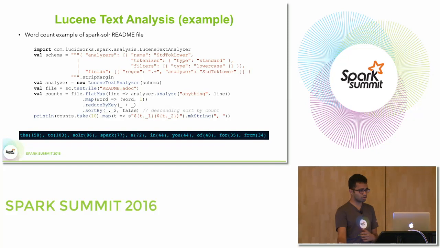I create a new Lucene Text Analyzer object, and once I create the object, I read the README file, and while reading it, I apply this analyzer to each line. While applying it to each line, it's getting tokenized, and it's also getting lowercased. And then the next 3 steps are standard word count examples. Here you see the top 10 word count. The problem is we get the word count, but we're not so happy with it, because we see a lot of prepositions and articles, and it's not very useful for us.